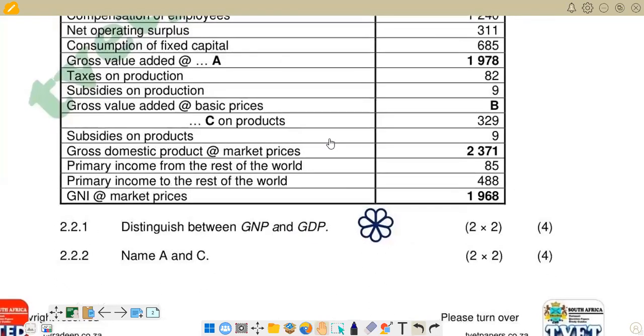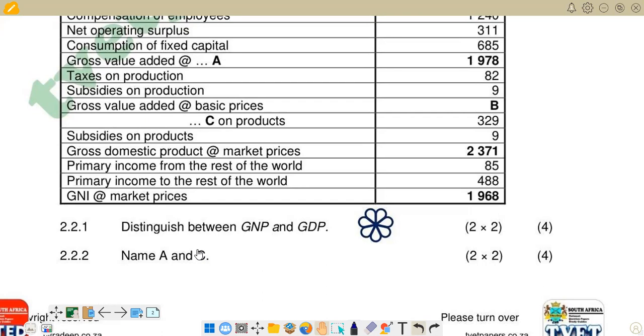What does it say? The next question is saying distinguish between GNP and GDP. So GNP stands for gross national product, and GDP stands for gross domestic product. The difference between the two is that GNP measures the total output which includes domestically produced goods, and also goods that are produced outside South Africa by residents of South Africa, no matter the location where they are.